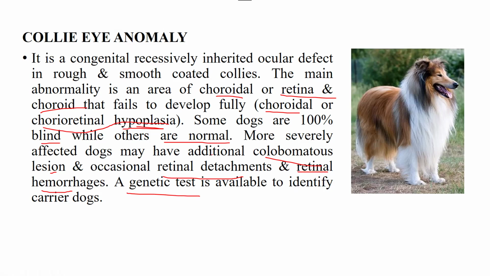So, how many points have we discussed so far? First thing is it's congenital. It runs in collies. It can affect either just the choroid or retina and choroid both, and they fail to develop fully, so it's a hypoplasia. Dogs can be blind 100% or they can be normal. And in severe cases, additional issues like colobomatous lesions, we have discussed already what coloboma is. The other thing is retinal detachment or retinal hemorrhages. And a genetic test is available to detect the carrier.